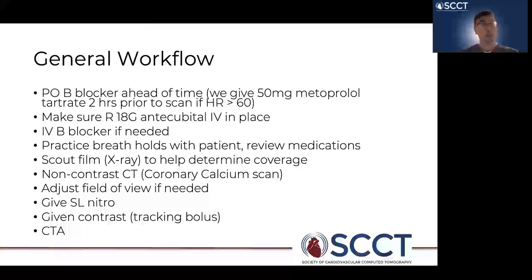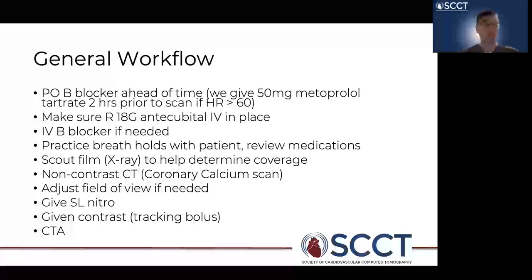You don't want it to be much smaller than 18 gauge because cardiac CT is high flow, so we're injecting a lot of contrast very quickly. And if you have a smaller IV, you run the risk of the IV blowing and causing extravasation into the patient's subcutaneous tissue, and we want to avoid that if possible. It's not comfortable for the patient, and also you won't be able to scan the patient.